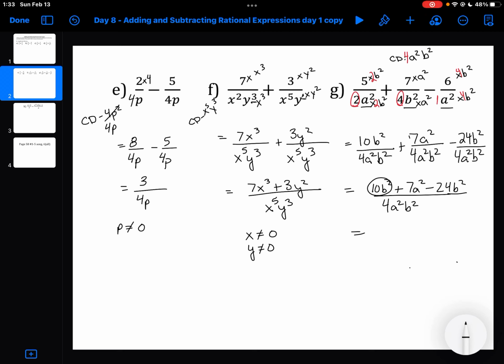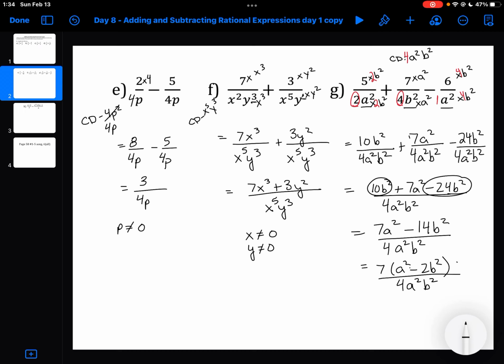Collecting like terms, I'm going to end up with 7a squared. 10 minus 24 would be minus 14b squared, all over 4a squared b squared here. I am going to keep going because I can factor a 7 out from the top. And I'm going to get a squared minus 2b squared all over 4a squared b squared.